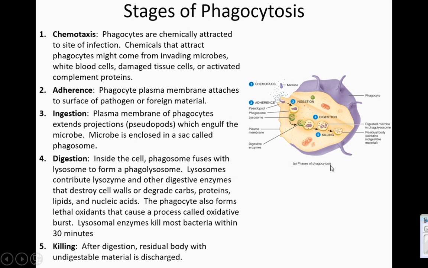Once the killing has occurred, the residual body can then be discharged by performing exocytosis, so that can spit out what's left over, and that's what the killing aspect of the step is, shown there, number 5.